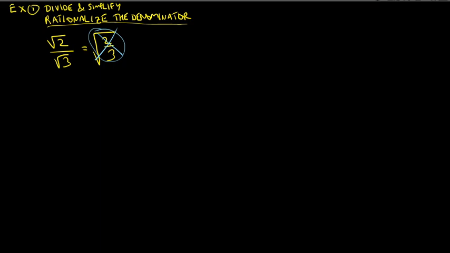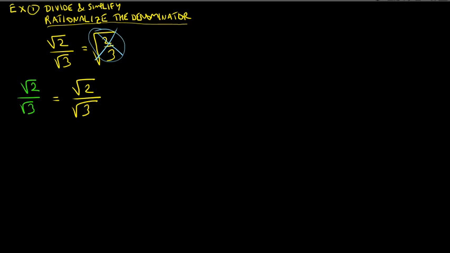Yeah, let me use green here. Square root of 2 divided by square root of 3, right? We want to rationalize the denominator. Right, so here's how that's going to go. We have our square root of 2 divided by square root of 3. And remember, the problem is we can't have a square root in the denominator. It's not allowed. It's not considered simplified.